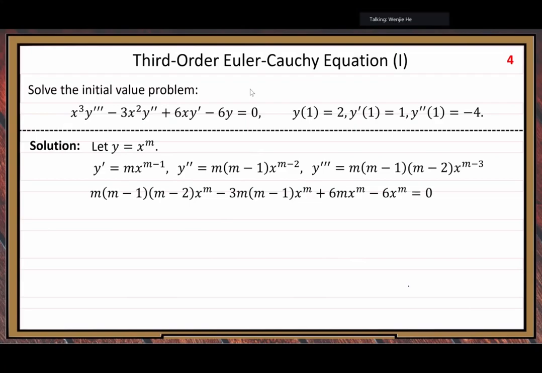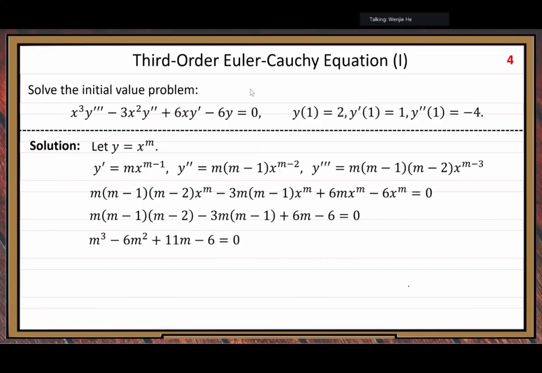So then we can cancel out, right? This x to the m. So this common factor term, we can cancel out from both sides. So we get a cubic. This is a cubic equation in the variable m. After simplification, we get a simple cubic equation here. And then, do you know how to solve this?